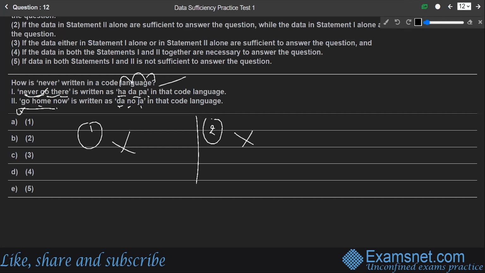But by getting the code of go, we cannot get the code of never. The code of go is coming as ha da pa and da no ja, so clearly the code for go is da, because that is the only code common between these two. But then the codes remaining are ha and pa. They can be the code of never and there, but it is not clear which is the code of never and which is the code of there. That is not mentioned. So even if we combine the information, we are not getting a clear answer. So we'll hit option 5, which says first and second together also are not sufficient. That is the right answer.